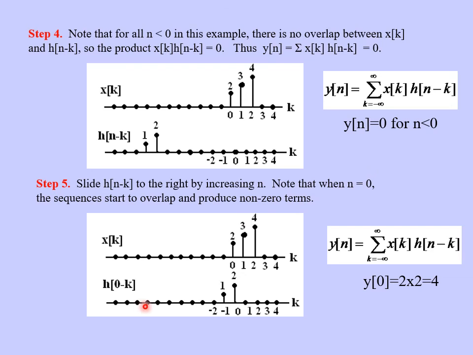But now we have to slide h of n minus k over to the right by increasing the value of n. N was negative in this case. And when we do that, we do it until we finally see an overlap. So when n is equal to 0, we have overlap here. 2 times 2 gives us 4. So that's the value of y at 0.